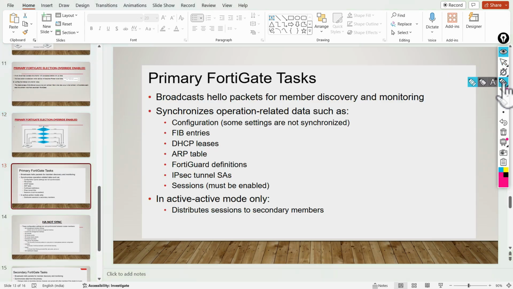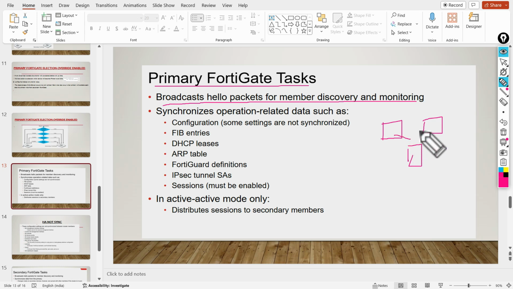Here are a few tasks which are taken care of by the primary FortiGate firewall. Broadcast hello packets for member discovery and monitoring. So let's say you have multiple FortiGate firewalls, they form the cluster. The primary FortiGate firewall will send hello packets to all members for monitoring and discovery.